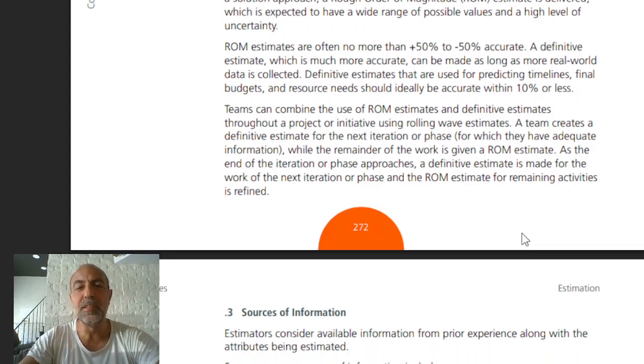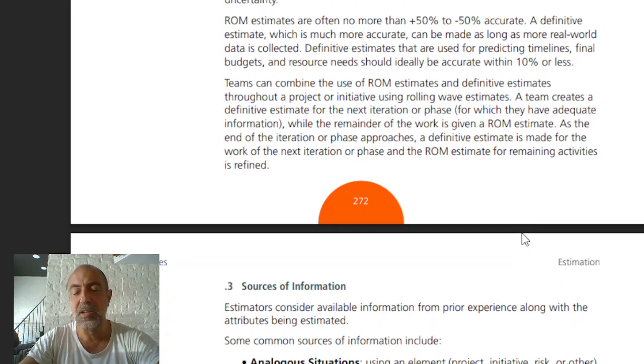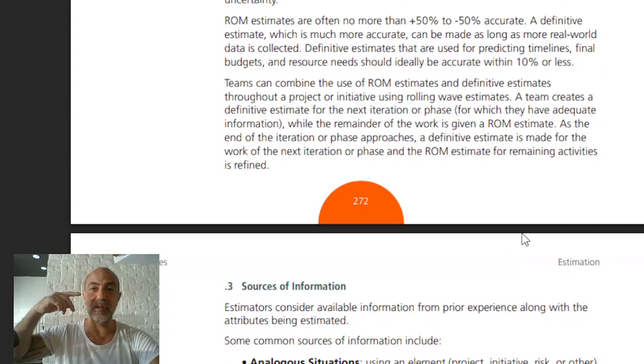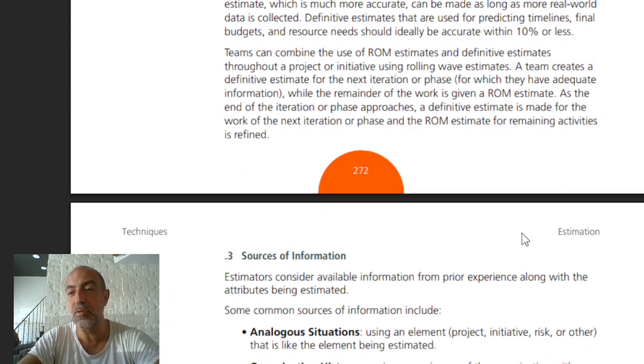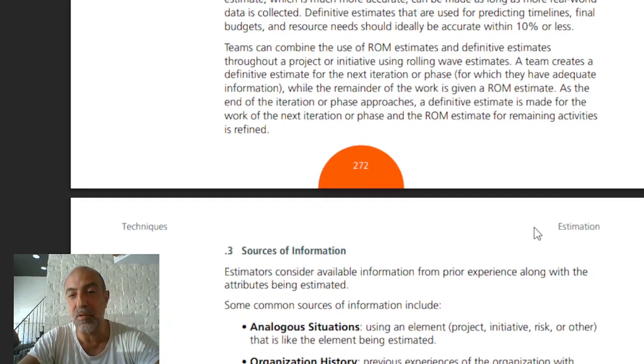Teams can combine the use of ROM estimates and the definitive estimates throughout the project or initiative using rolling wave estimates. A rolling wave estimate is like, okay, we estimated this, it didn't work, or it worked this way, then this, and then this, and it keeps moving forward. Which have adequate information. As a team creates a definitive estimate for the next iteration or phase, which will have adequate information, while the remainder of the work is given a ROM estimate as the end of the iteration or phase approaches.